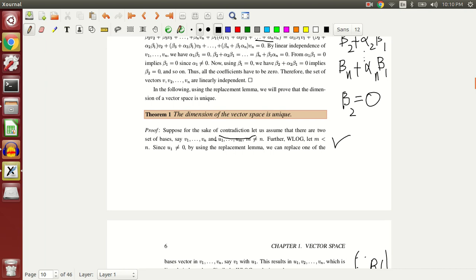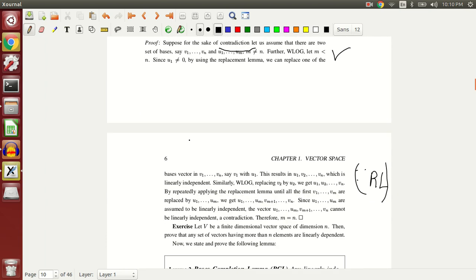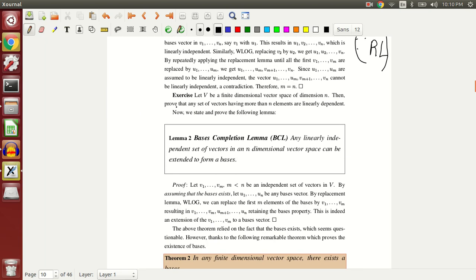Okay, you keep replacing every one of these. Since m is less than n, you can plug the entire vector set into this and still be left out with some of the vectors, as can be seen here. At each step of replacement, you still know that each one of these vector sets is linearly independent.